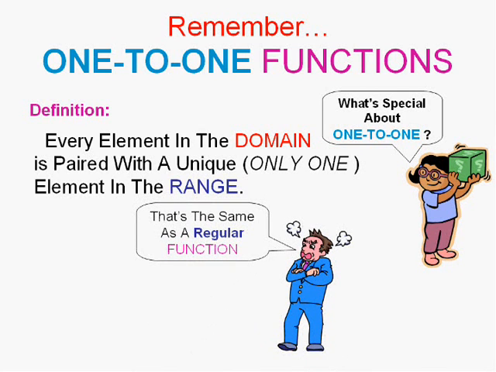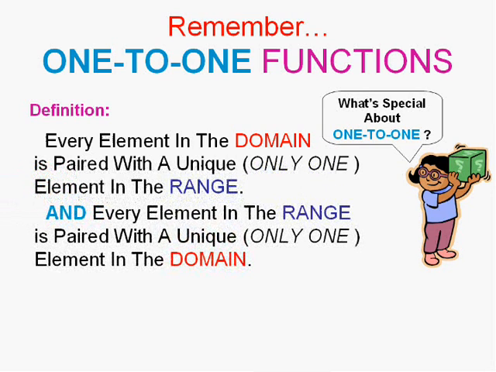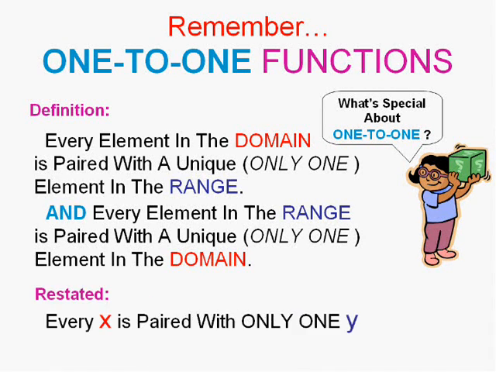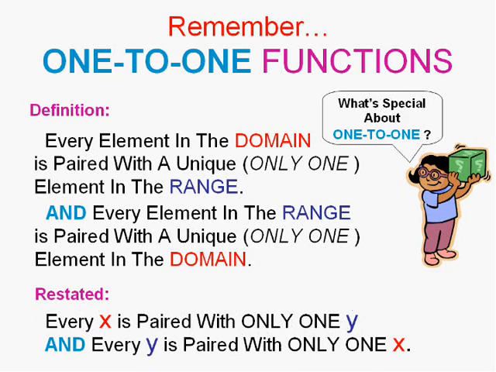What makes it a one-to-one function is that it works the other way as well. It's a special type of function where every element in the range is paired with a unique element in the domain. In other words, it works backwards. Every x is paired with only one y, and every y is paired with only one x.